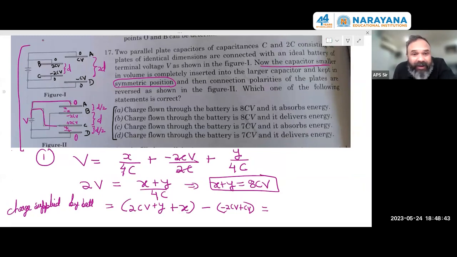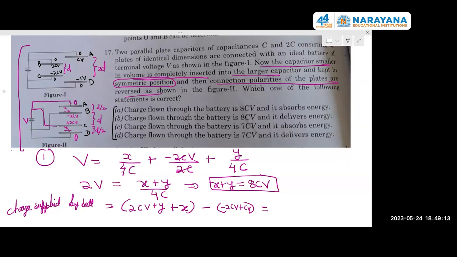You are saying now the capacitor in the volume is completely inserted into the larger capacitor, kept in a symmetric position, and then connection polarities of the plates are reversed. So what I have done is, I have taken B inside, I have taken C inside. B is now connected to the lower side. This connection is lost. He has connected it to the lower side, and C is connected to the upper side. That's what he has done. Sir, check. Or we can also say that B has been brought down and C has been taken up.